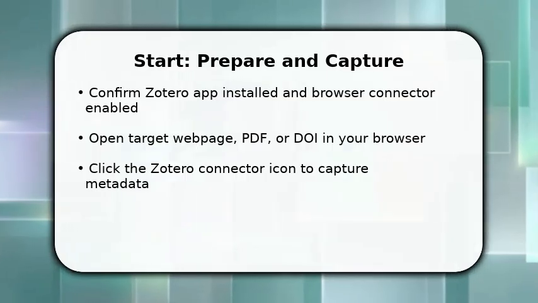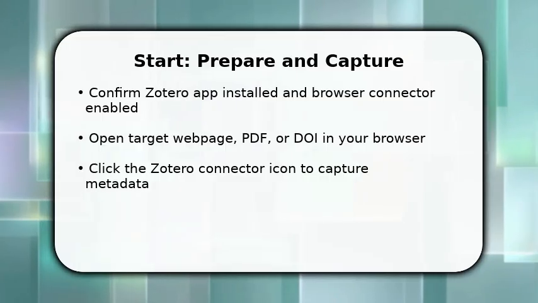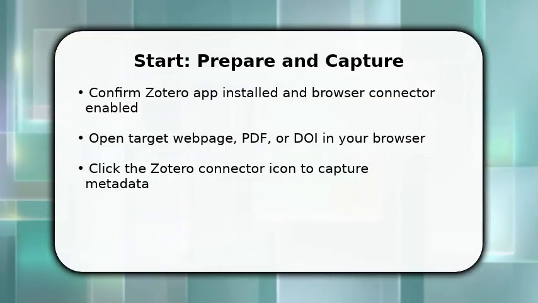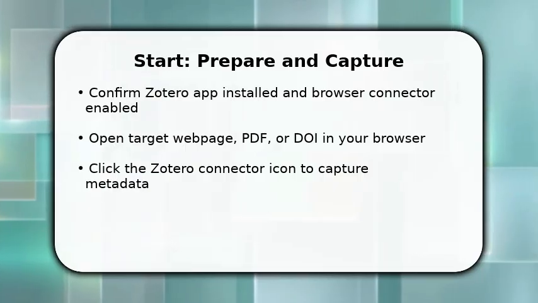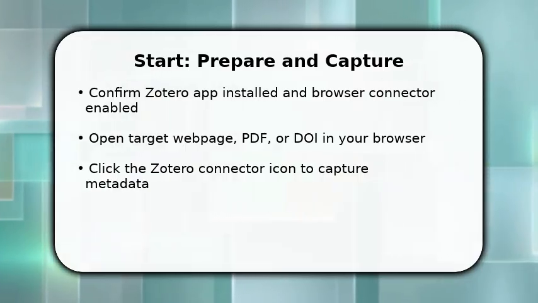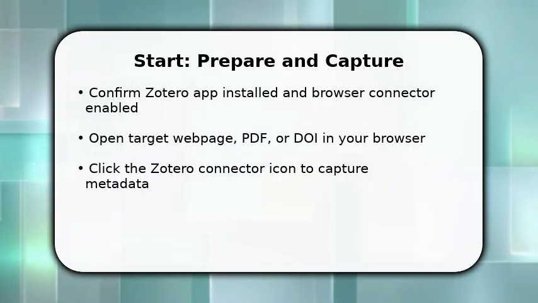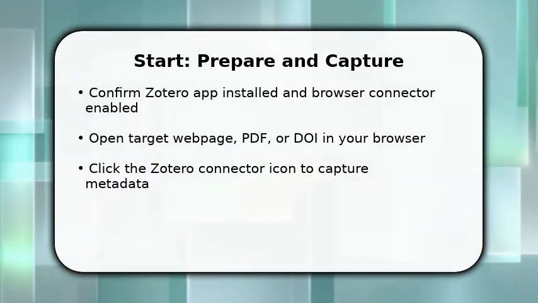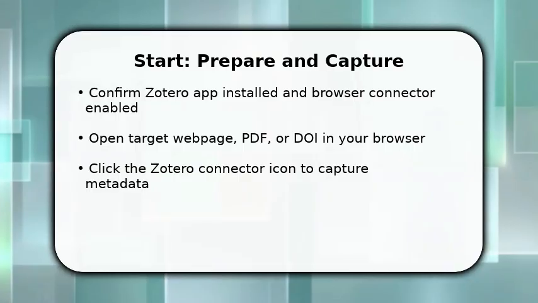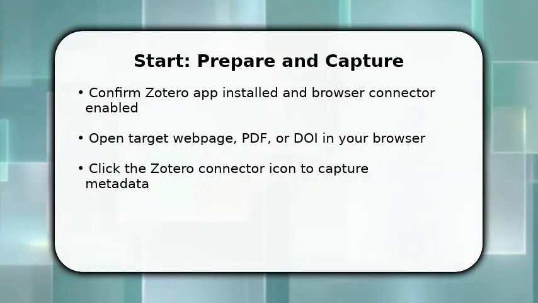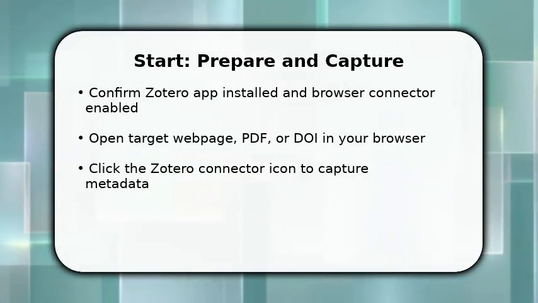You begin by confirming your Zotero desktop and browser connector are active. This is essential because the connector grabs metadata directly. Once done, open the article page, PDF landing page, or DOI link you want to add. Click the connector icon in your browser toolbar. It detects the item type and offers a one-click save.